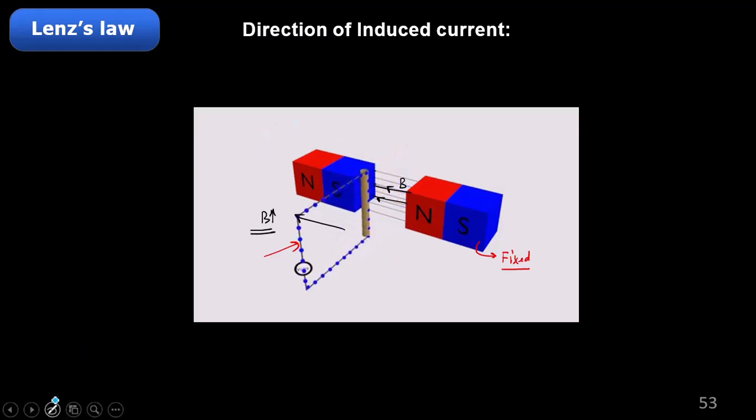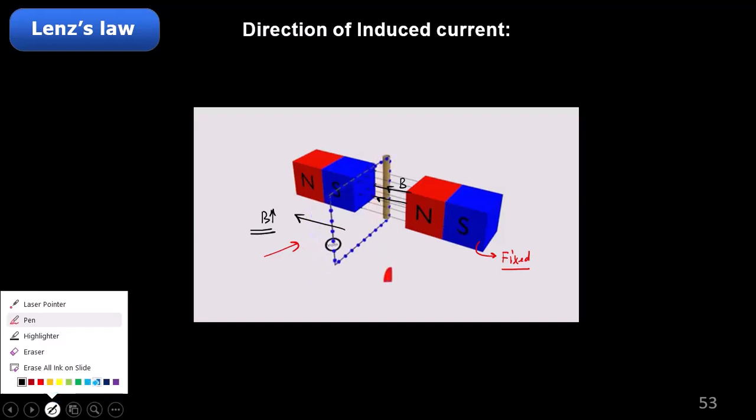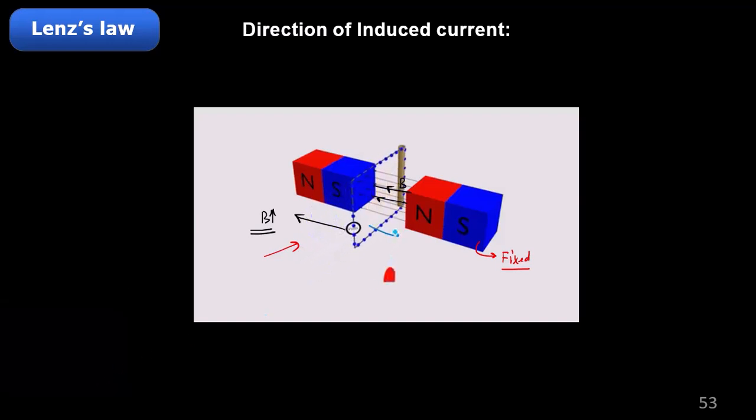So the loop will try to produce the induced effect in the opposite direction. If I want to produce an induced effect in this direction, taking the thumb in that particular direction, if I rotate my fingers along the loop, I can see that for this direction, the fingers should rotate in this direction. So for an observer who is placing himself on that particular side, he will observe that anti-clockwise current will flow.